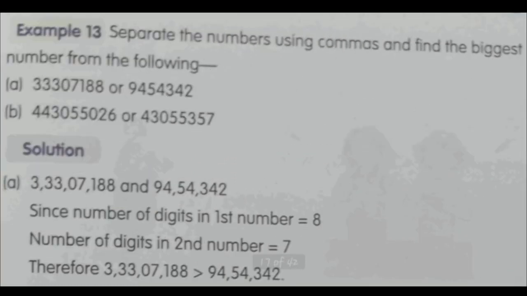Here example number 13 states that separate the numbers using commas and find the biggest number from the following. So first of all you just need to put the commas in between the numbers and find out which is greater and which is smaller. Part A is 333071888 and 9454342. So let's see the solution of part A.